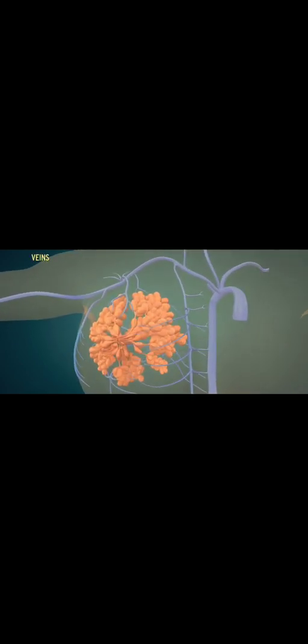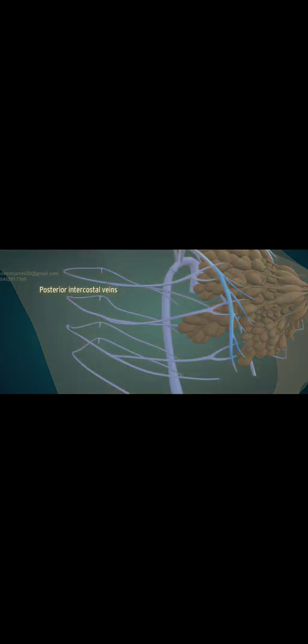Veins. The veins draining the breast parallel the arteries. The superficial veins drain into internal thoracic, axillary, and posterior intercostal veins. The deeper veins drain into axillary and posterior intercostal veins. Veins draining the breast communicate with the vertebral venous plexus of veins. Through these communications, cancer can spread to the vertebrae and to the brain.